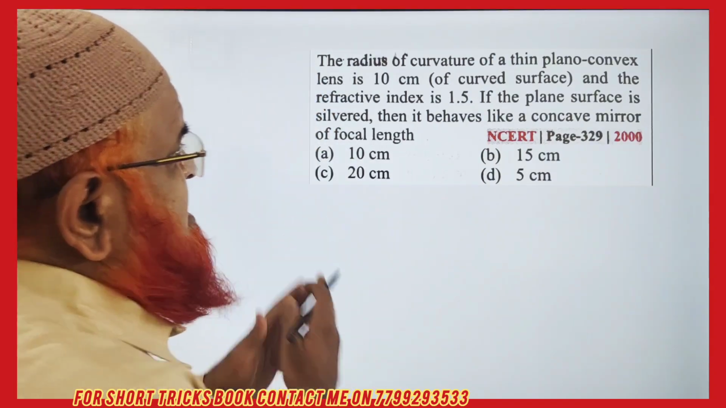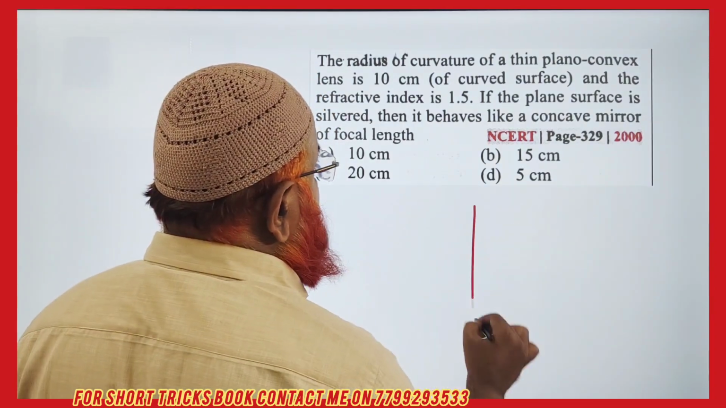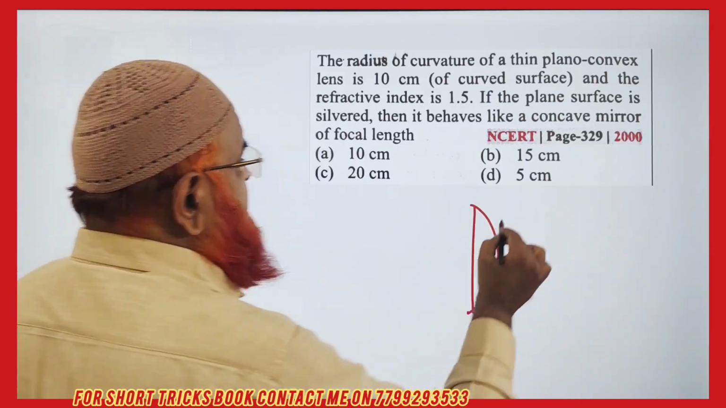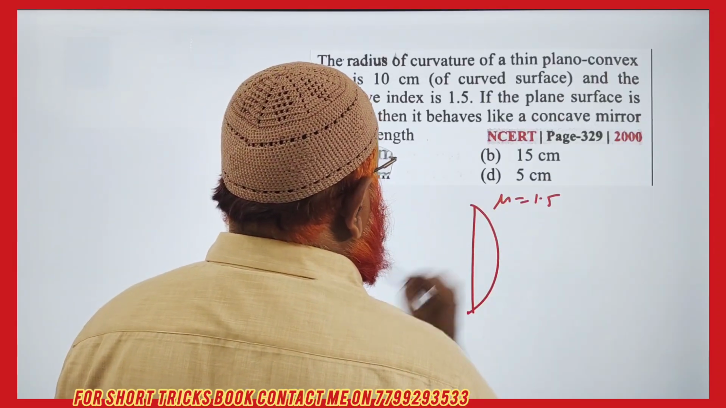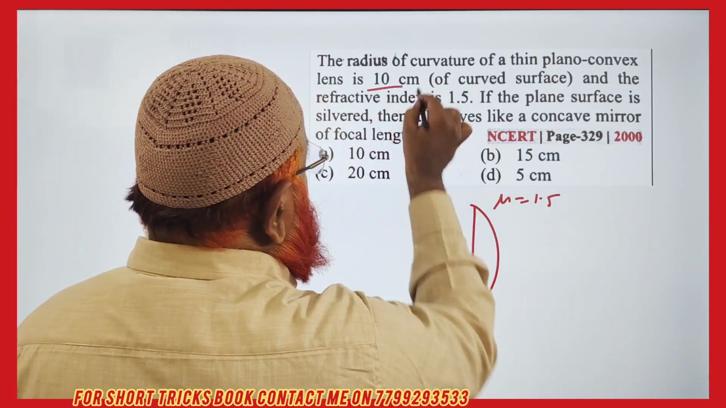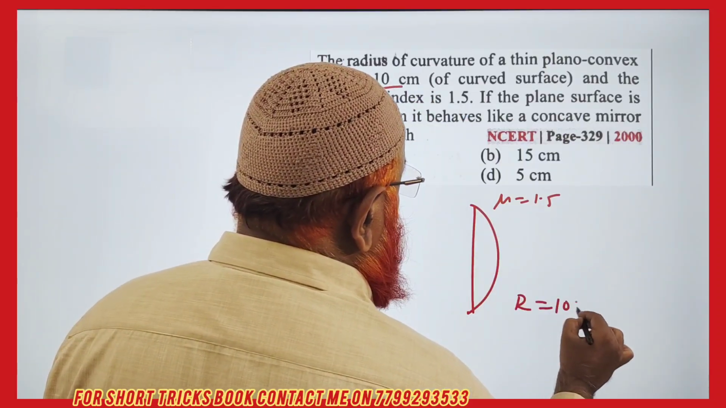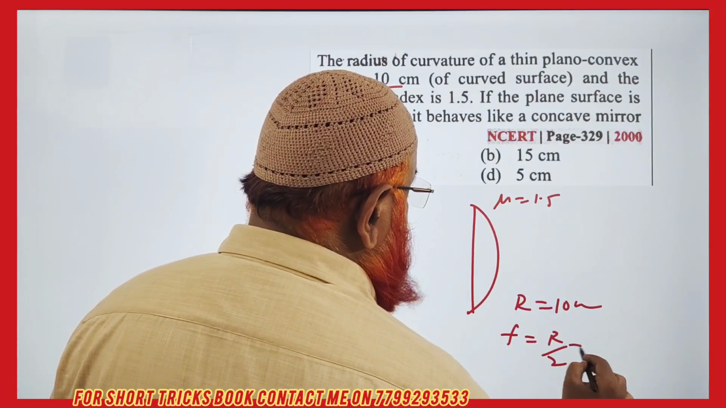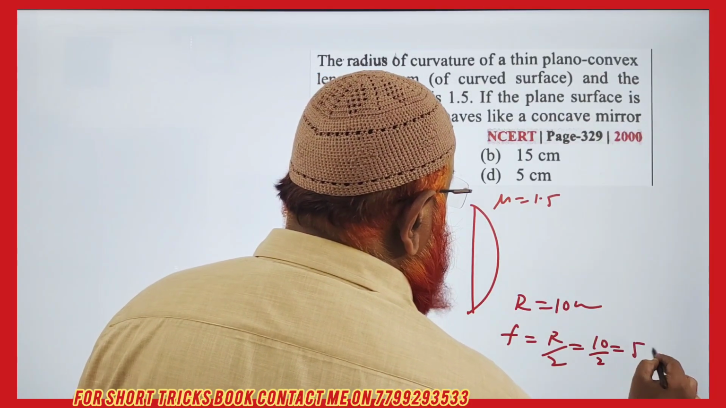The radius of curvature of a thin plano-convex lens. Plano-convex means first a plane, then convex. And it has a refractive index of how much? 1.5 is given. Radius of curvature is given as 10, R is equal to 10 centimeters. Then what is the focal length? Focal length is half of the radius of curvature, 10 by 2, which is nothing but 5 centimeters.